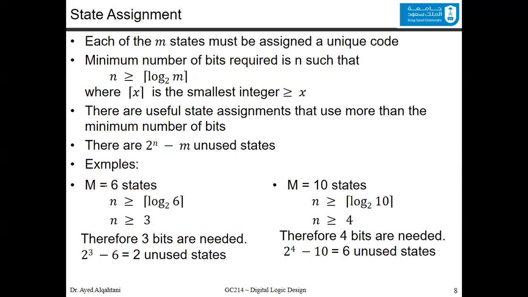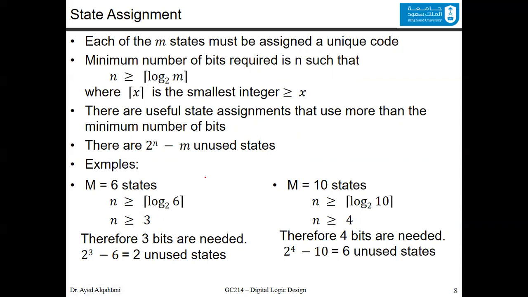As examples, let's say that we are looking for the lower bound number of bits. To find the minimum number of bits for 6 states, where m is equal to 6, we plug this 6 here, and we find out that the equivalent of this part is 3, which means that n is larger than or equal to 3. To get the minimum, it's going to be 3 bits. Now we have 6 states, and we will use 3 bits to assign code for these 6 states. This means that we have 2 to the power of 3, which is equal to 8. 8 minus 6 is equal to 2 unused states.